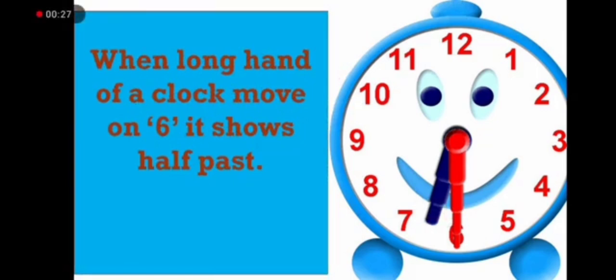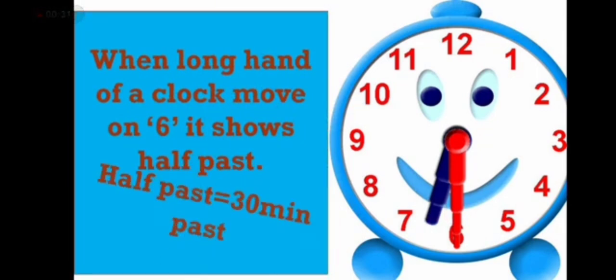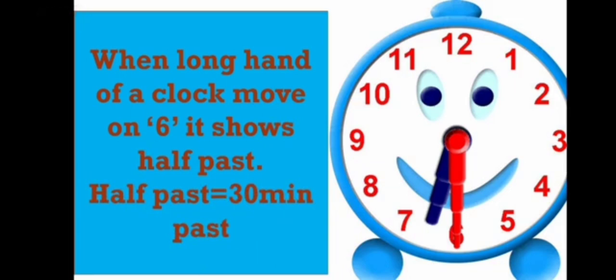In this clock you can see the long hand, or the minute hand, of the clock is on 6 and the hour hand is in between 6 and 7. So what time is it? It is confirmed that the minute hand is on 6, so the time is half past. So what is the time here? Half past 6. And always remember, when the long hand of a clock moves on 6, it shows half past. And half past means 30 minutes past.